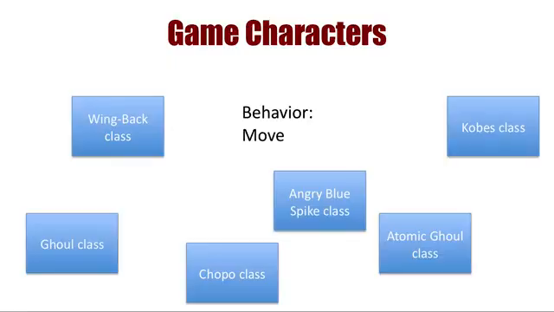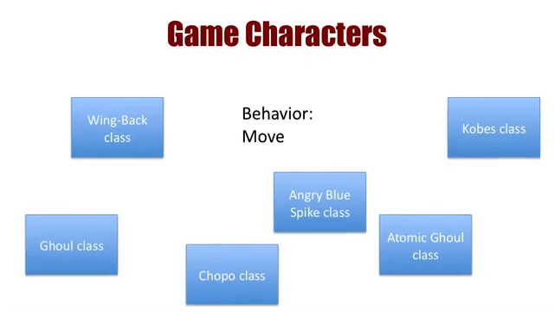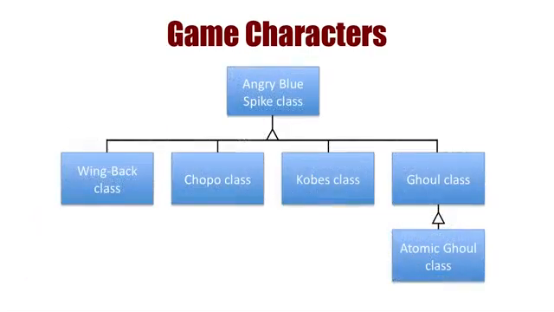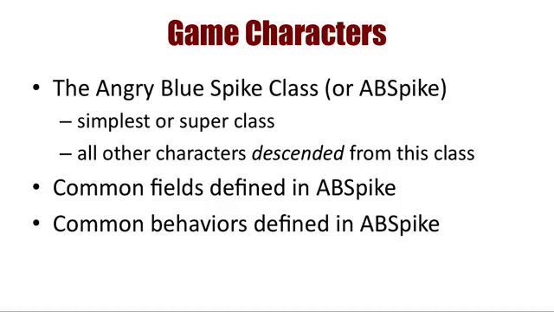We can take advantage of Java's capability to implement subclasses, superclasses, and inheritance to create a hierarchy like this one. The superclass, Angry Blue Spike, will define all of the state and behavior that our objects have in common. State and behavior unique to an object will be defined in its own class. We can picture it this way. All of the other characters in our game descend from the Angry Blue Spike class. This will be the simplest character in our game.